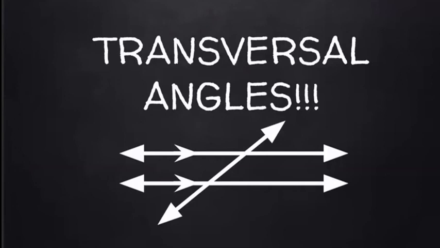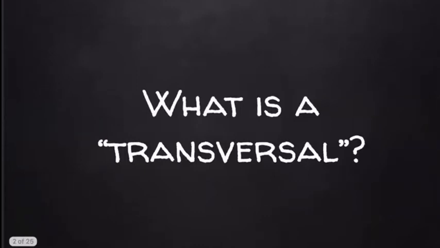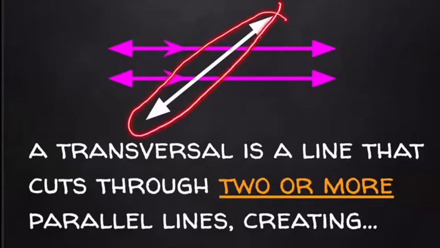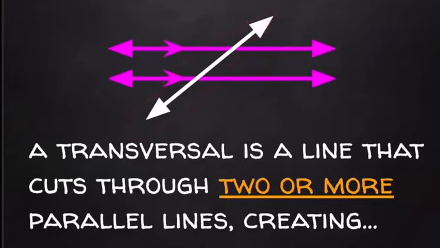Okay, hello everybody. Today our video tutorial will be on the key terms for transversal angles. So what exactly is a transversal? This is our keyword for today, transversal. A transversal is a line that cuts through two or more parallel lines.